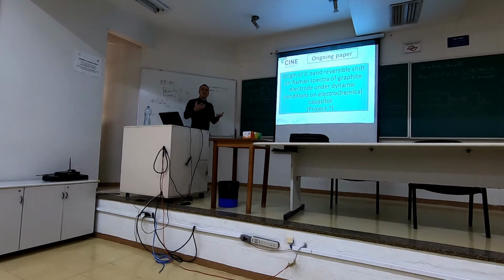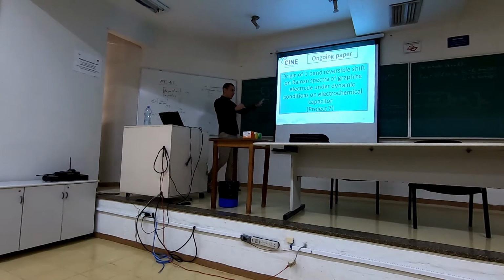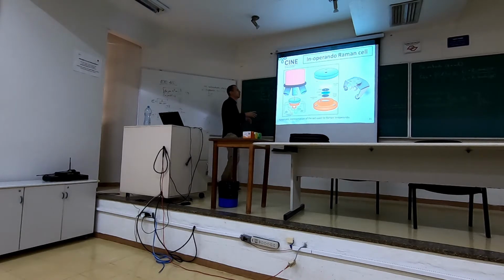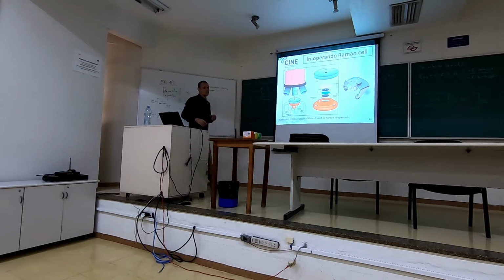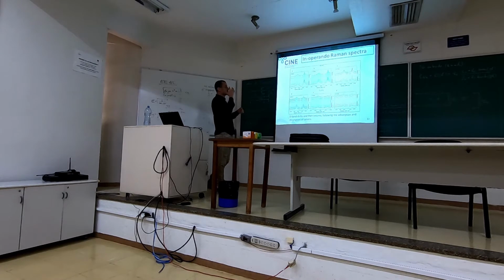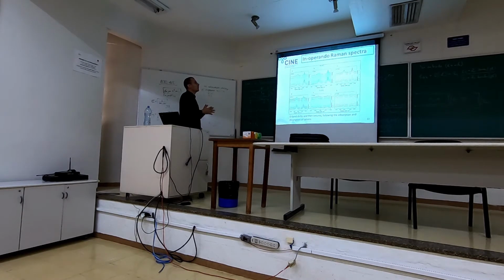Because of that, I have been writing a paper named Origin of D-band reversible shift on Raman spectrum of graphite electrode under dynamic conditions on electrochemical capacitor. This paper only involves Project 7. Here, again, as I showed before, you can see a schematic representation of the cell used in this test. And here, we can see the Raman spectra taken under dynamic conditions.